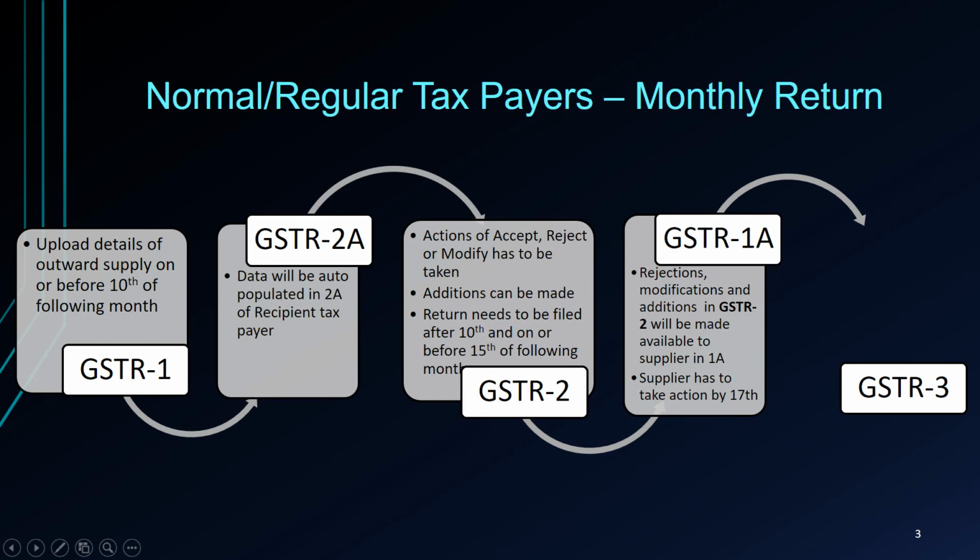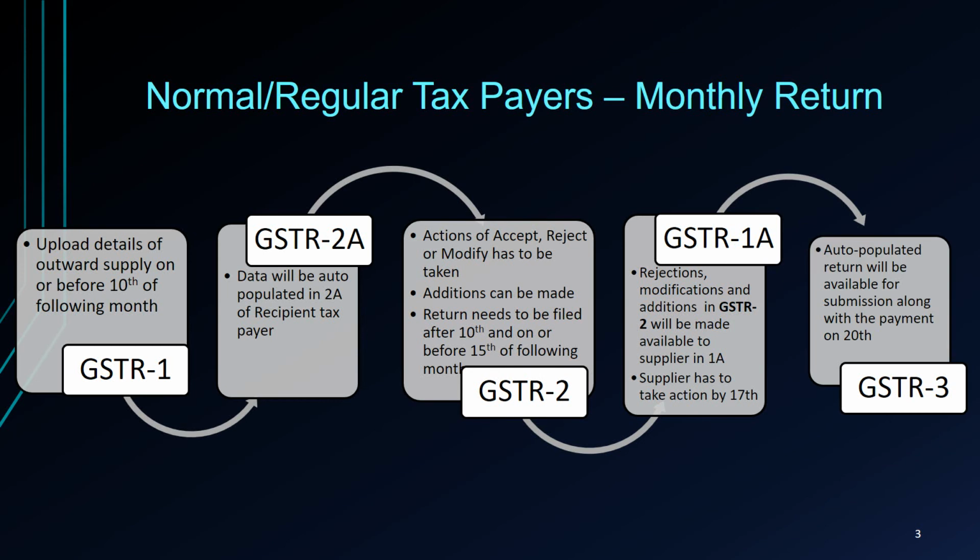Once this is done, this data is auto-populated in your GSTR 3, which means whatever data you submitted on GSTR 2 on the 15th, and whatever data you submitted in GSTR 1 on the 10th, plus the acceptance of additions and deletions you have accepted on the 17th, would get auto-populated and come as GSTR 3. And by the 20th, you have to discharge all your taxes which are due and file your GSTR 3.